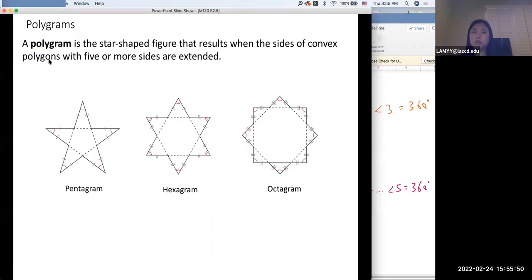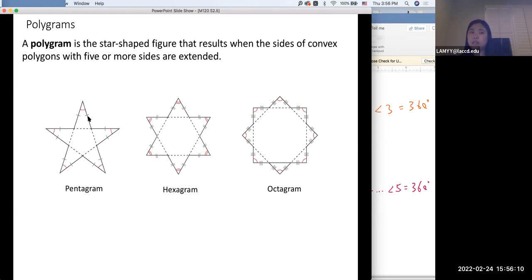Okay, next one, polygons. I just covered it, but I don't think I'm going to put this part on the exam. I just let you know what a polygon is. A polygon is the star-shaped figure that results when you extend the sides of a convex polygon with 5 or more sides. Only 5 or more sides.